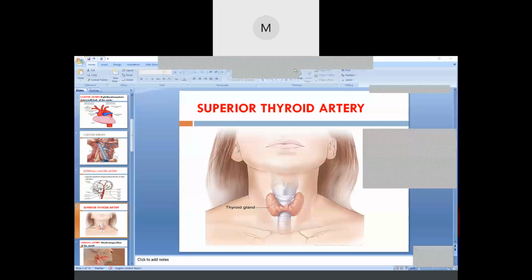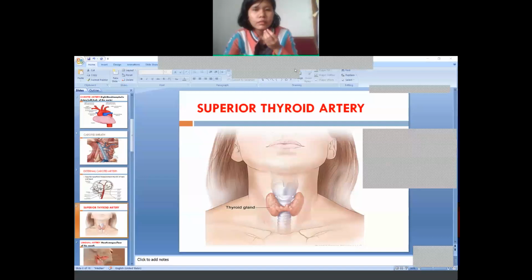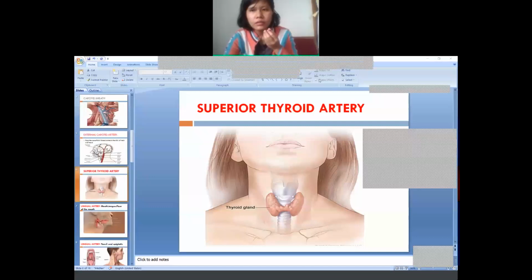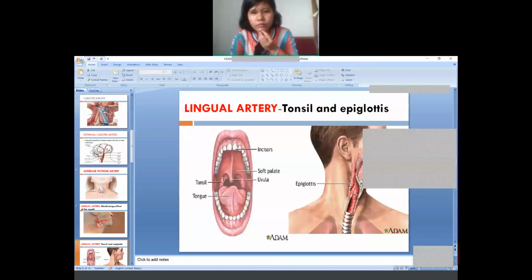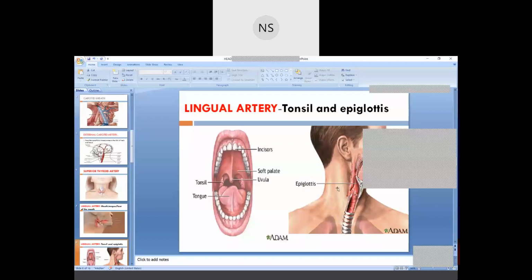Okay, Ycom. Can you tell me the lingual artery, they supply blood to which area? Mouth area. Okay, where? Tonsil and epiglottis. Tongue also. This is the tonsil. This is the epiglottis. In all this area also they go and supply. Okay, good.